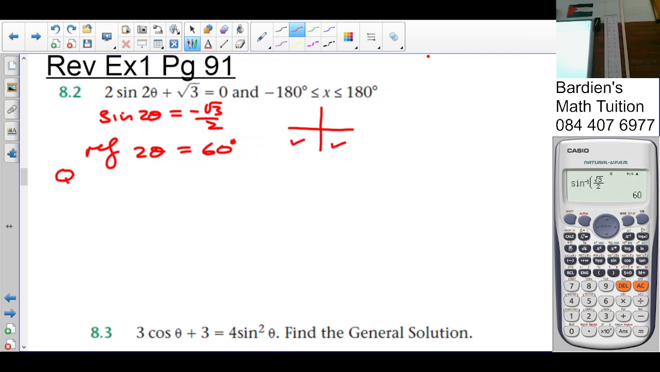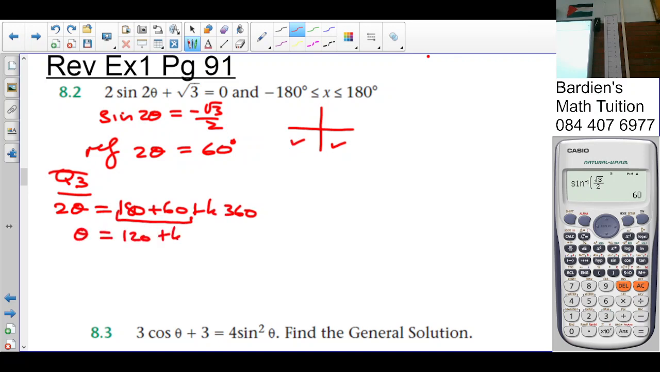So let's go with quadrant 3. Remember, at this point we don't divide by 2 to get theta. We only divide by 2 once you have taken it into its necessary quadrants. Okay. So in quadrant 3, it's going to be 2 theta equals 180 plus 60 plus k times 360. Not so? 180 plus 60 is 240, divided by 2 is 120. So it's 120 plus k times 360 divided by 2 is 180.